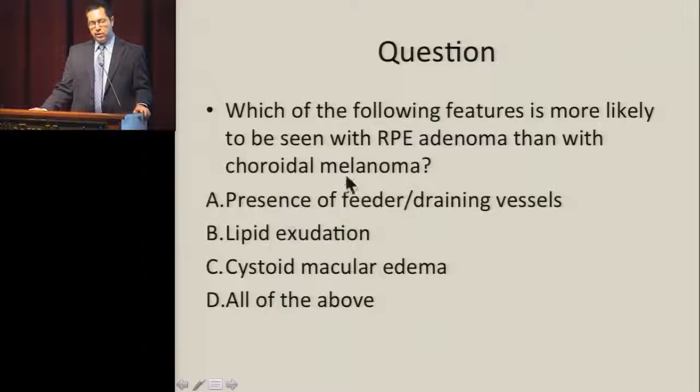Well, the question is, which of the following features is more likely to be seen with adenoma of the RPE compared to choroidal melanoma? Presence of feeder draining vessels, lipid exudation, cystoid macular edema, all of the above.